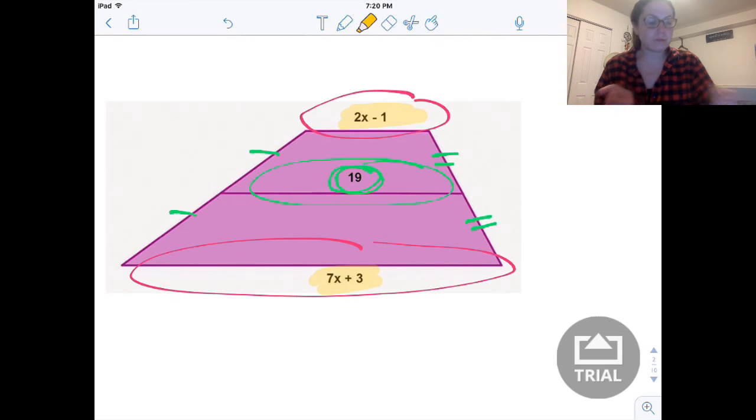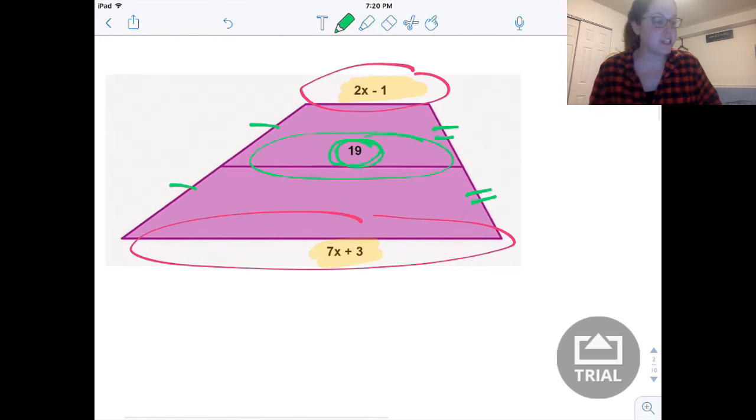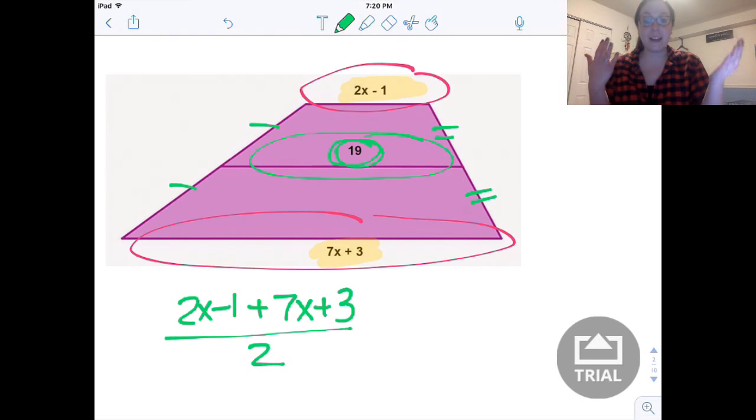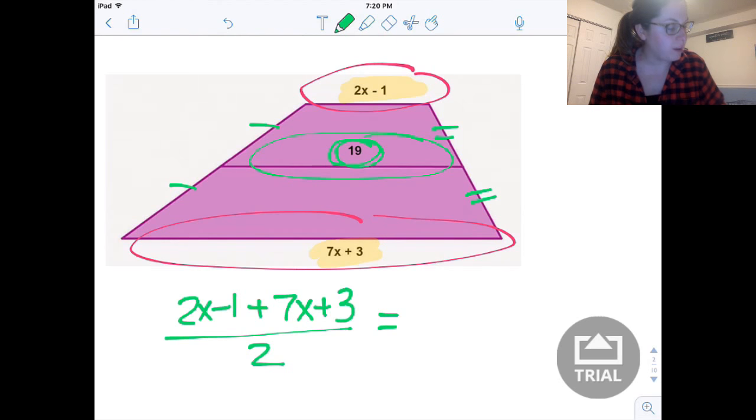So, to average these, I'm going to take my two bases and add them. 2x minus 1 plus 7x plus 3. And I'm going to divide that by 2. So adding up, divide by 2 because it's an average again. That's going to equal the length of my midsegment here, which is 19. So now I need to solve this.